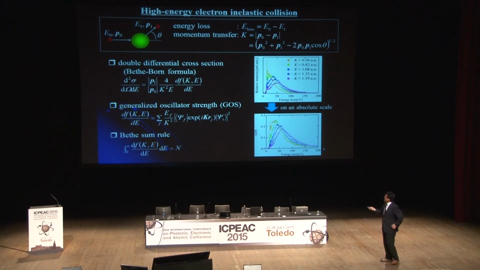The time-independent probability for the occurrence of such a particular collision process is usually given by the Bethe-Born formula. Here, E and K are the energy and momentum transferred to the target atom or molecule from the incident electron. dF over dE is a quantity called the generalized oscillator strength, and it can be put on an absolute scale by using the Bethe sum rule.